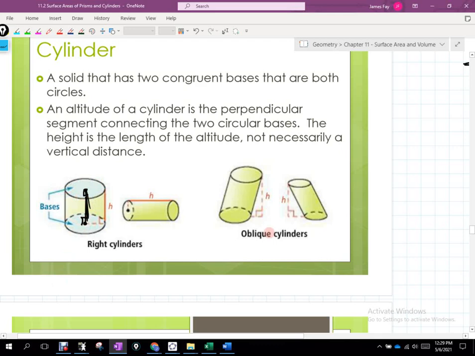You see here that if I drew a line down perpendicular from that top one to the bottom circle, that line does not touch both centers, right? So that cylinder would be oblique. Leaning Tower of Pisa, oblique cylinder. Okay?